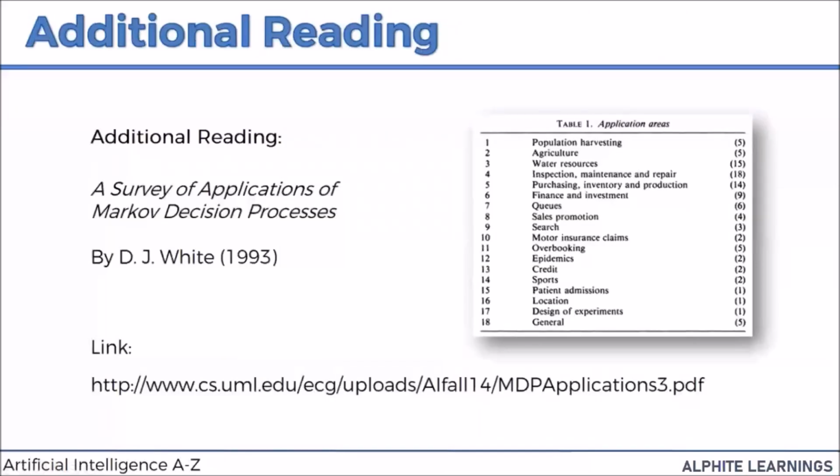Okay, so I have an additional reading for you here. We have a paper, or a publication, called A Survey of Applications of Markov Decision Processes, right? So you might ask, okay, you are just saying some randomness or some probability, n number of probabilities, right? So where is this Markov decision process really involved? You can check the table of application areas: population harvesting, agriculture, and the major one is that investors will be doing this, right? So they will have some goals.